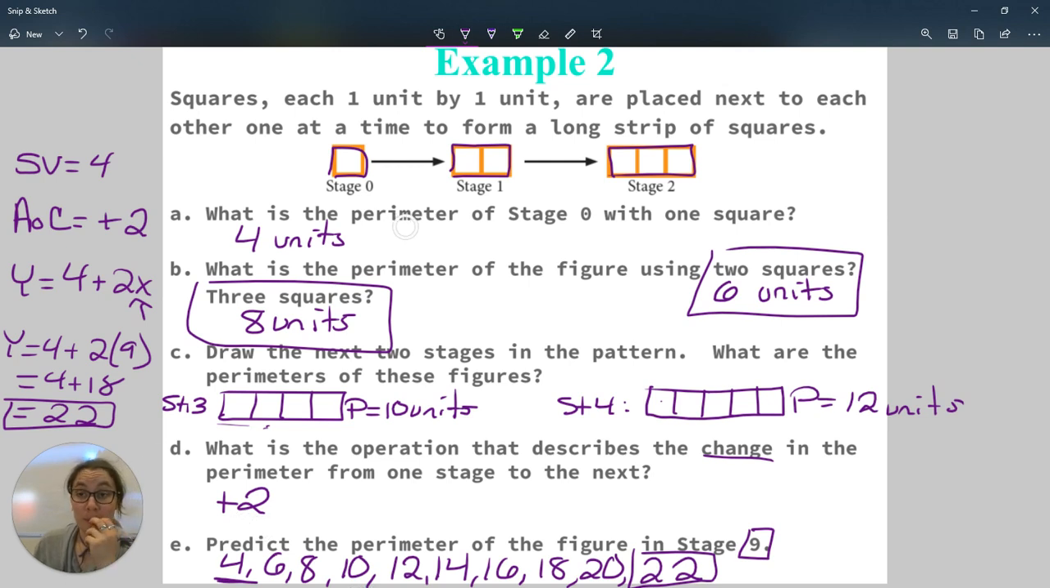So again, it's going up by 2. That's the same as our amount of change. It started at 4. That's our start value. I can make a function, or I can list it. When you're dealing with recursive sequences, you can do either. And that's it.